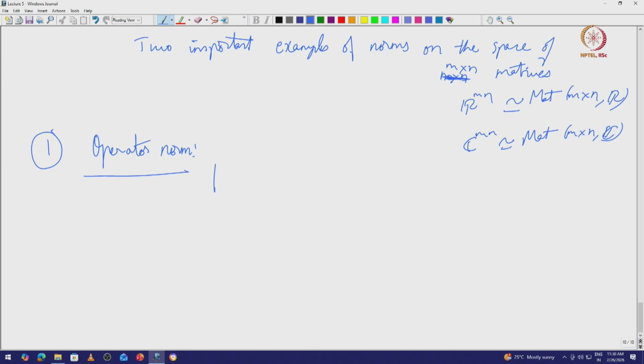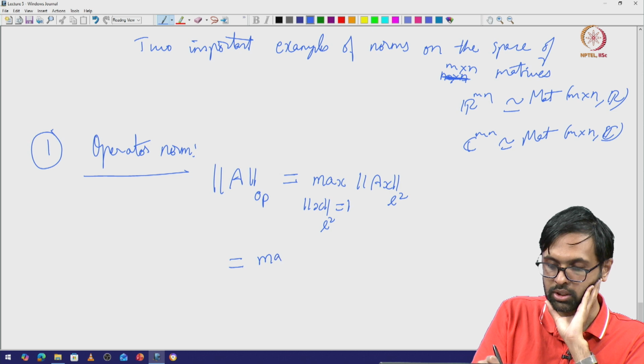So what's the operator norm? It's defined for an m by n matrix A. This is the maximum over all x in L2 with norm equal to 1 of the L2 norm of Ax. What does this mean? It's also equal to the maximum over all non-zero vectors of this ratio.